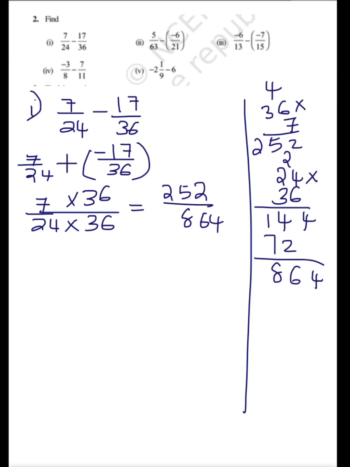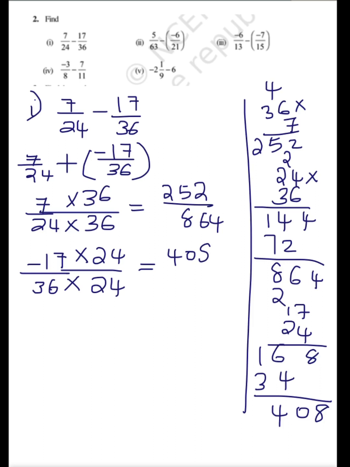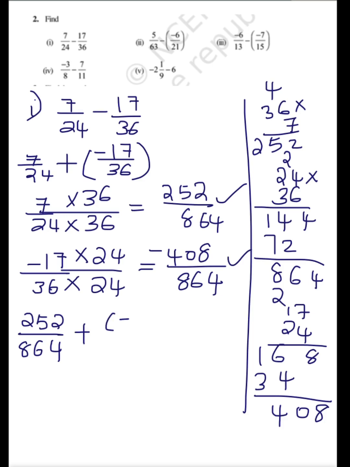864. Now the second number is minus 17 by 36, and you have to multiply it with the denominator of the first, which is 24. Now what is minus 17 into 24? So 408. So 408 by 864, and you have to put the minus sign. So minus 408 by 864. So you got the denominators as the same. So 252 by 864 plus minus 408 by 864.